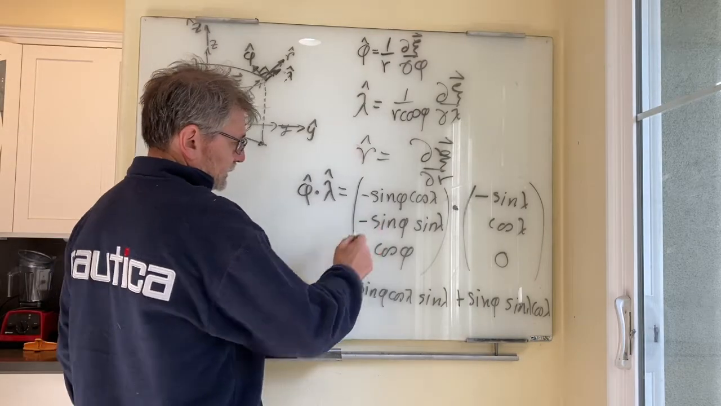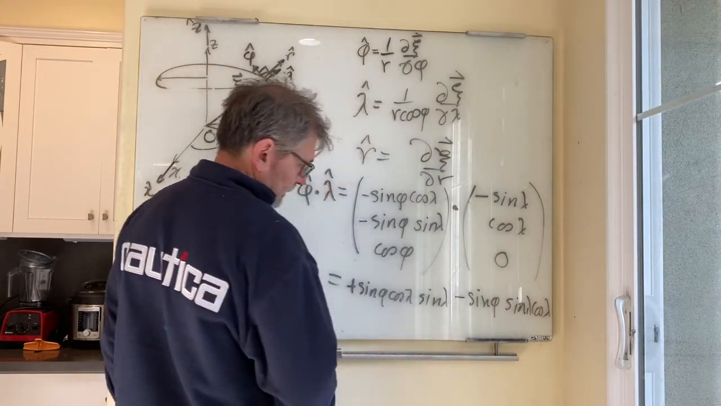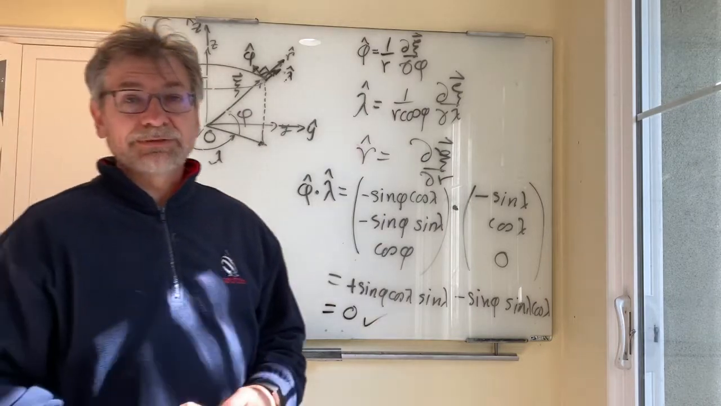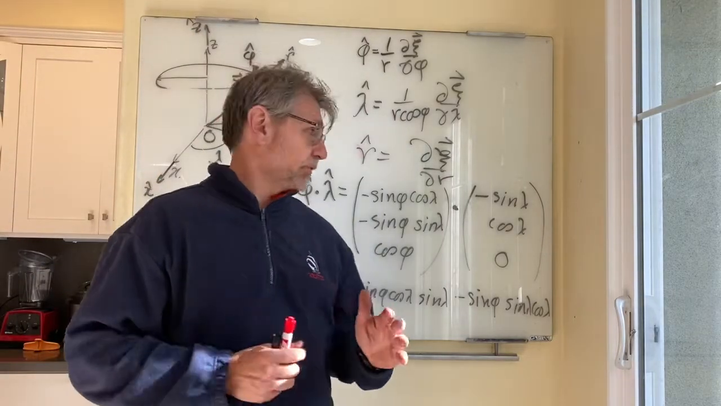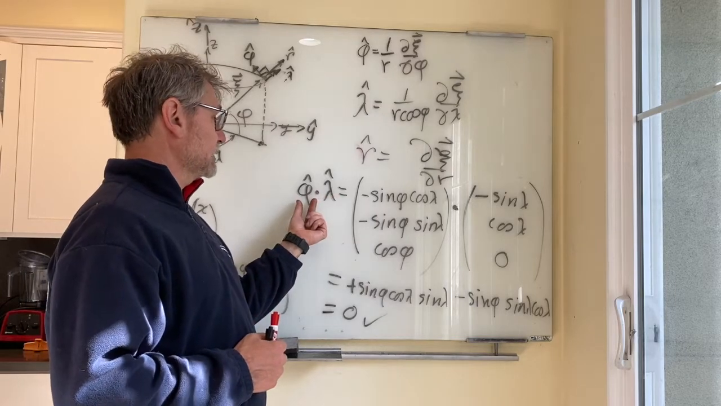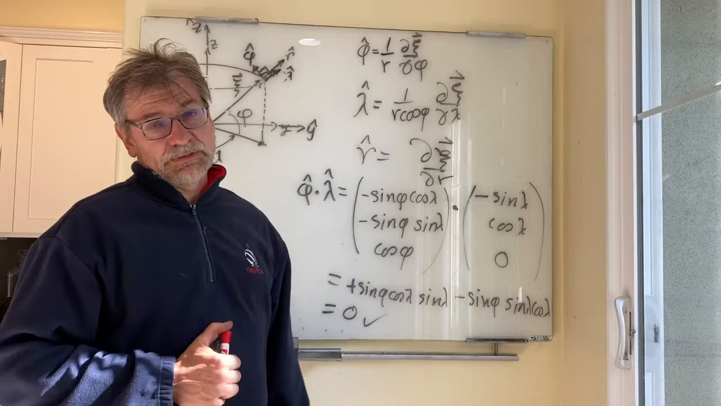Over here, right? This should have been a minus. And then the whole thing is 0. So it checks out that it is in fact not only normalized but also orthogonal. And for homework you can check that it's also true that phi hat dotted with r hat is 0 and lambda hat dotted with r hat is also 0.